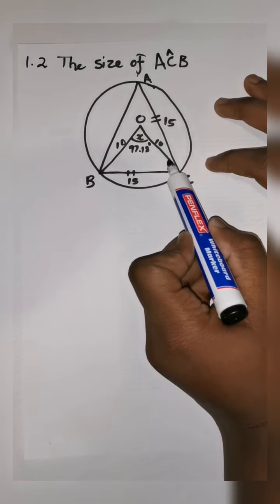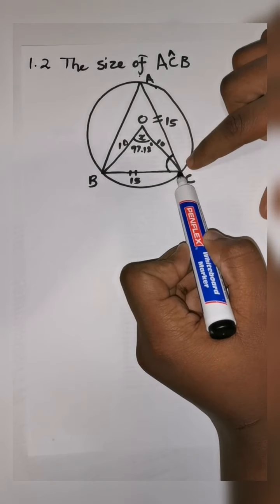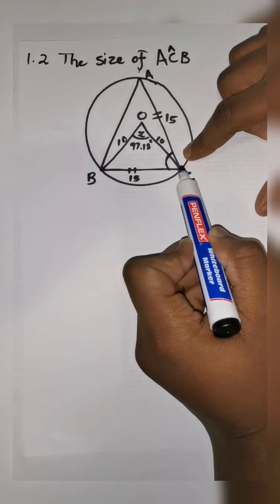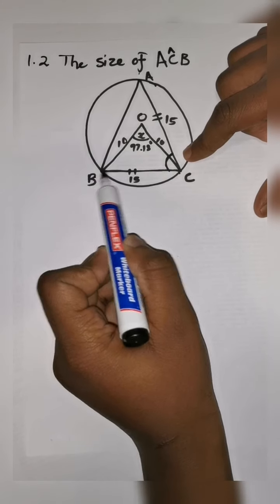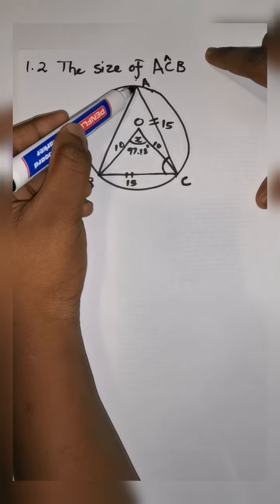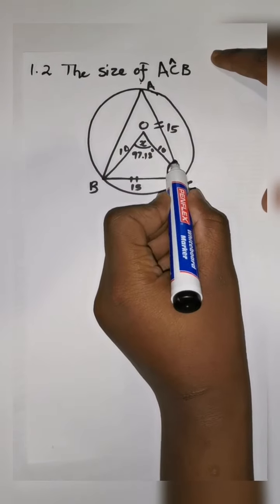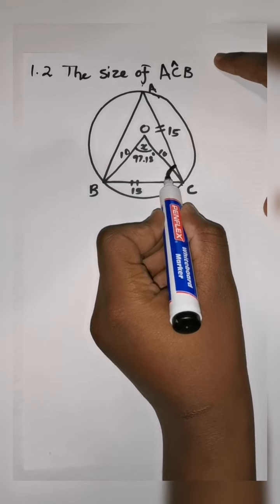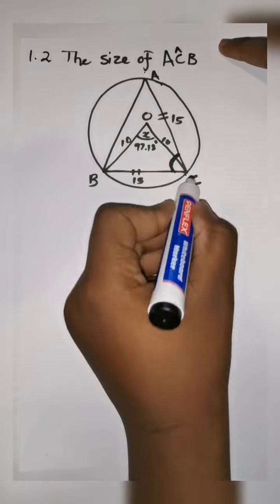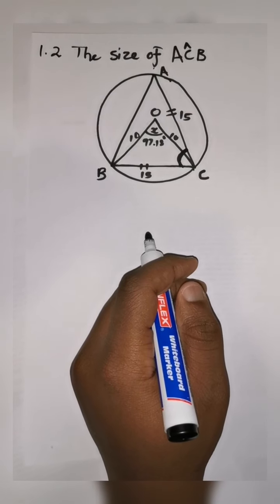So it is this angle right here, formed by these two lines, CB and CA. So this notation says ACB, so the angle is at C, formed by these two lines. So that's what this notation actually means.